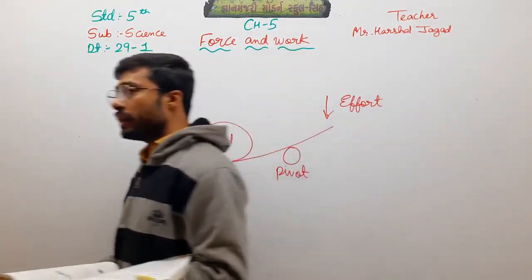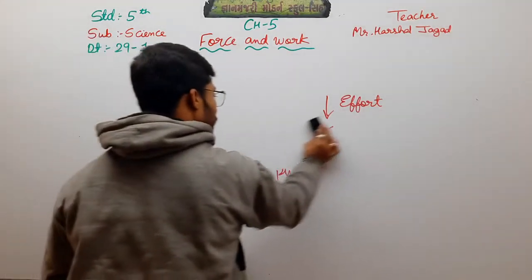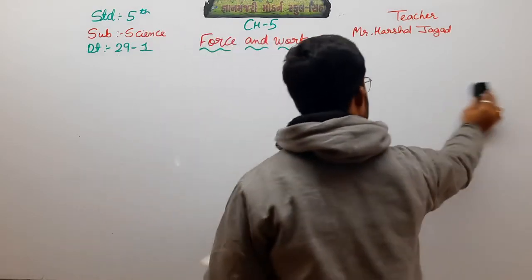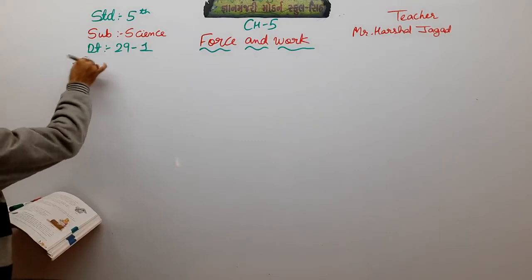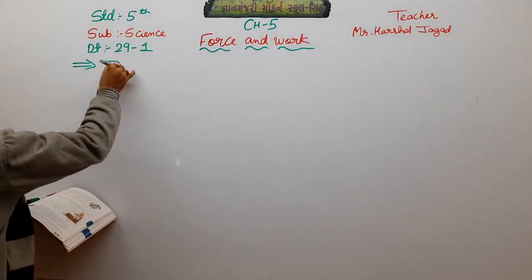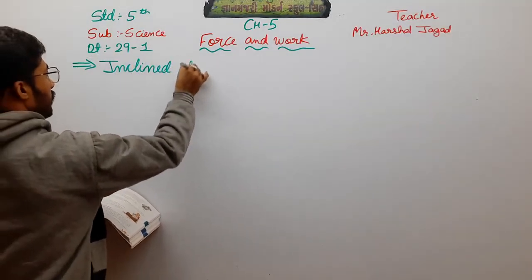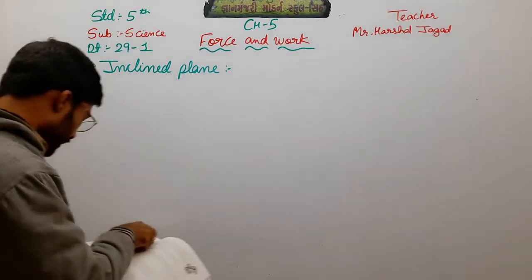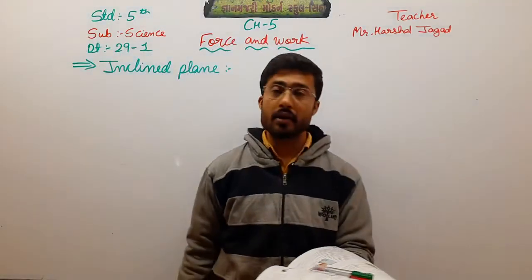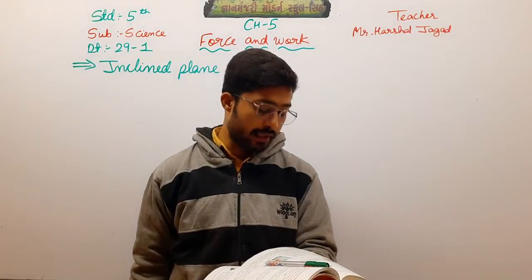Now, here we have reached the inclined plane. So let us see what an inclined plane is. Human beings realized that it was easier to push or pull a heavy object up a slope to a height instead of lifting it straight up.